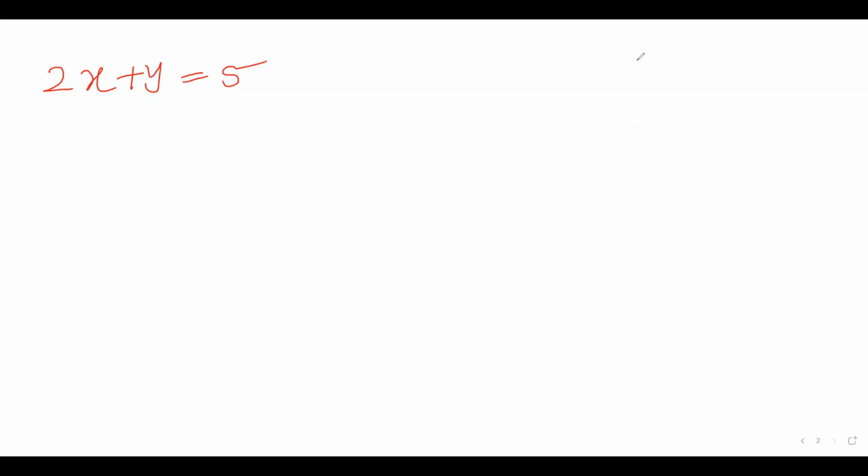Always make y the subject. Every time, make y the subject, transpose 2x to the other side. You will get y is equal to 5 minus 2x. I made y the subject. When I say make y the subject, you transpose 2x. Okay, so y became the subject.